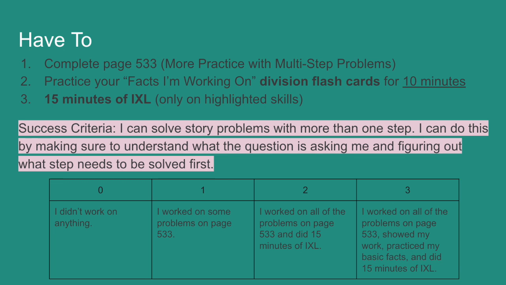And in order to get a 3, you need to be able to say, I worked on all the problems on page 533, showed my work, practiced my basic facts, and did 15 minutes of IXL.